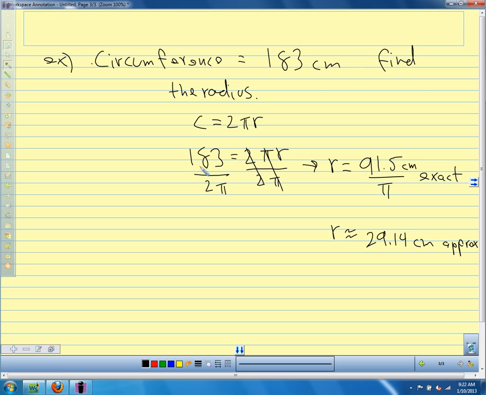Questions on that example? I just divided by 3.14. Yep.